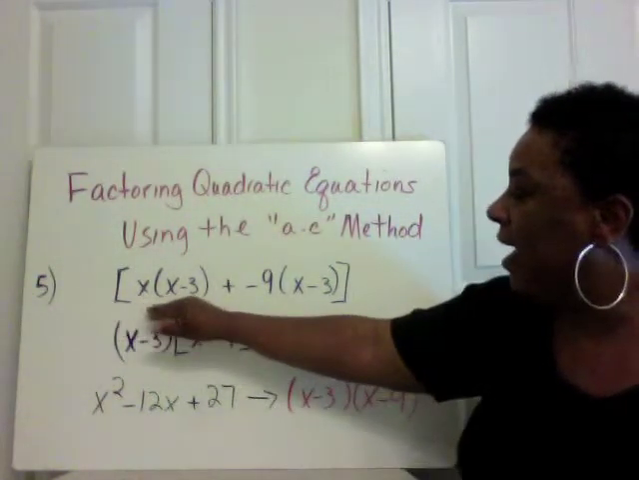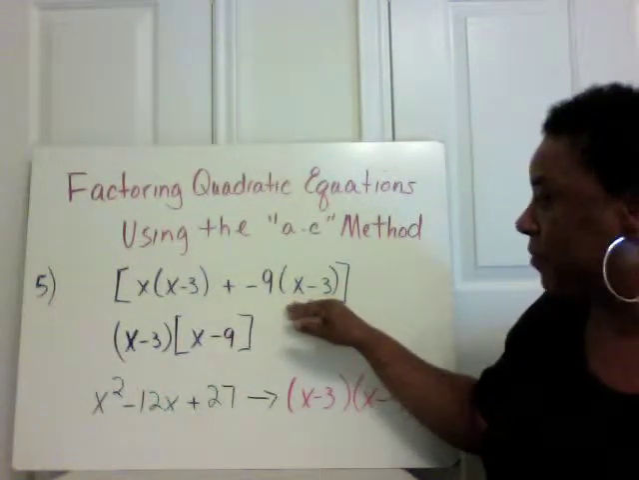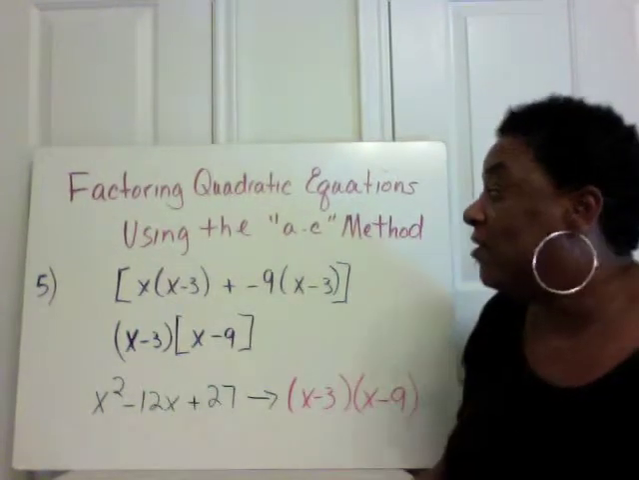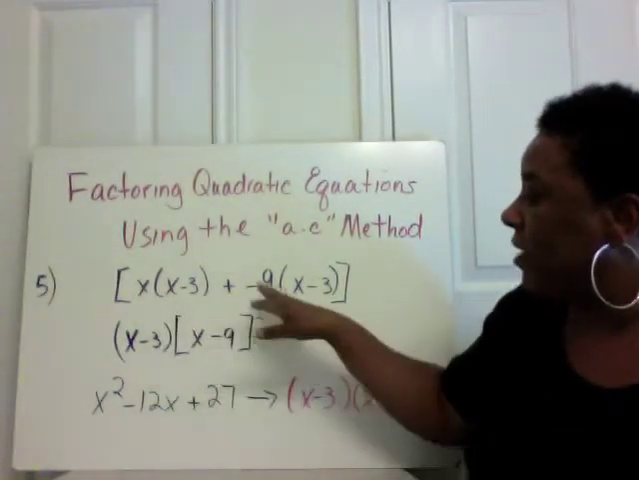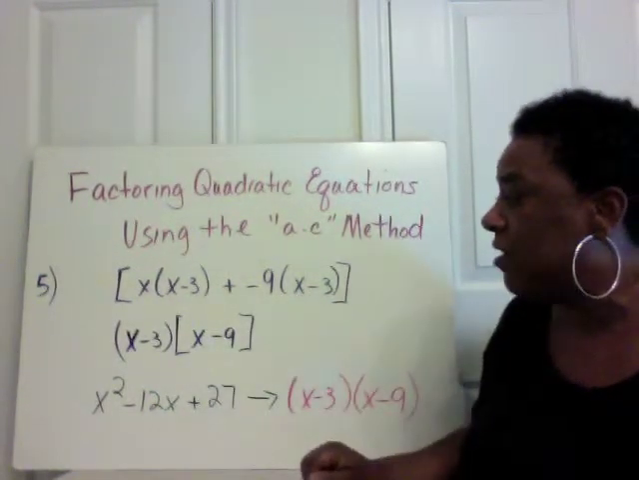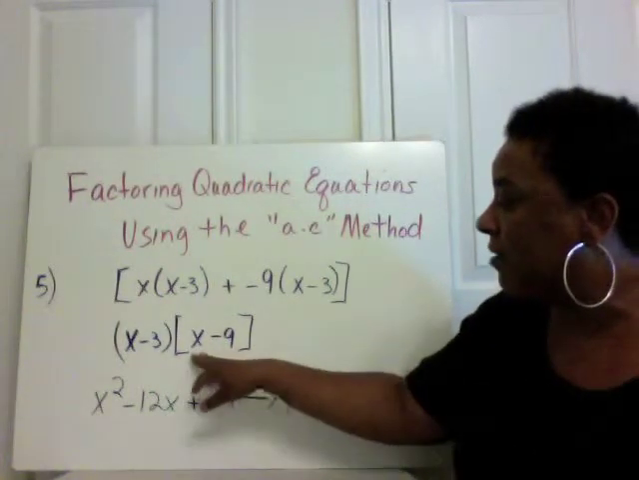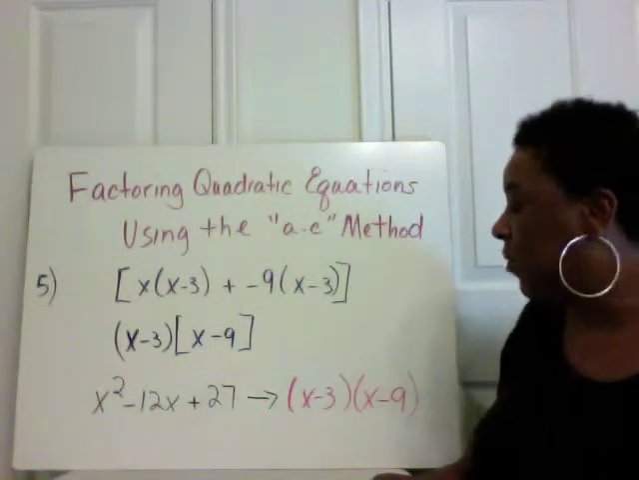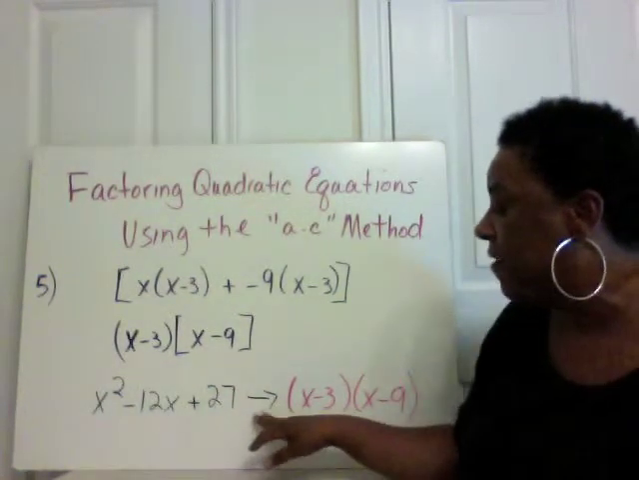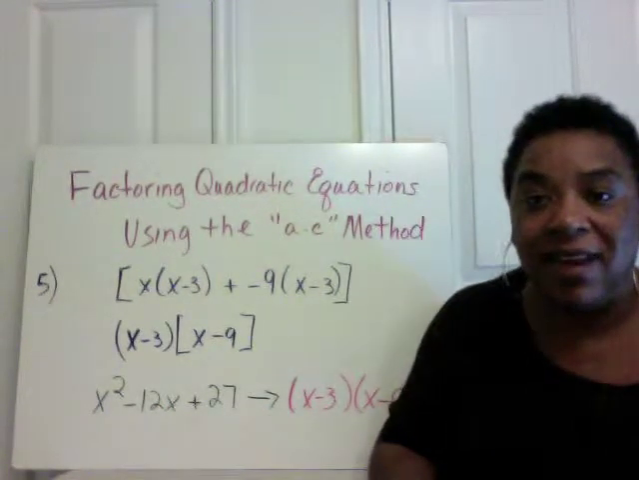Now we can look at these two factors as a term and these two factors as a term. And we want to factor those two factors. So x minus 3 and x minus 3 are both common factors of both of these terms. So we can factor out x minus 3 and we're left with x minus 9. So we have x squared minus 12x plus 27 factors into x minus 3 times x minus 9.